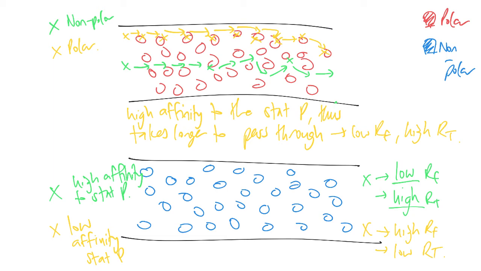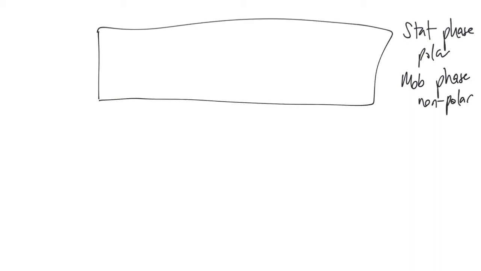All right, so one more little thing to go through. Let's have a look at what this will look like in terms of chromatograms. Okay, so here I say that my stat phase is polar and my mobile phase is effectively non-polar. Okay, I have my origin here, I have my solvent front here, and I have three components: component A, component B, component C.